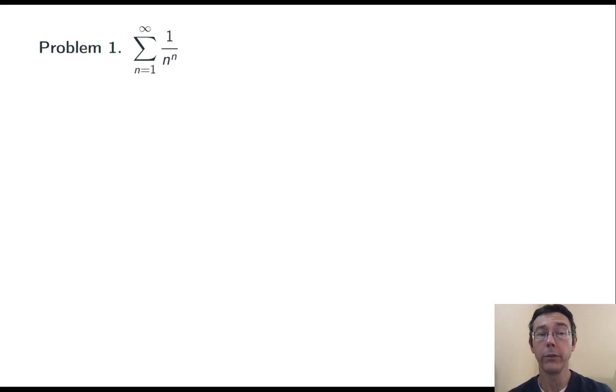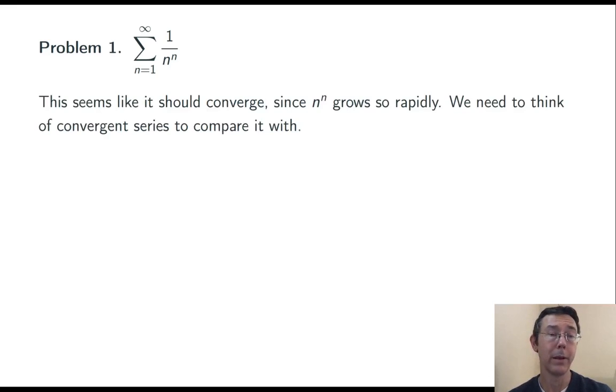Sum n equals 1 to infinity, 1 over n to the n. The denominator here, n to the n, is growing very fast. It gets big extremely rapidly. So 1 over n to the n is going towards 0 very rapidly. My instinct is that this series is going to converge, and I just need to find some convergent series to compare 1 over n to the n to.